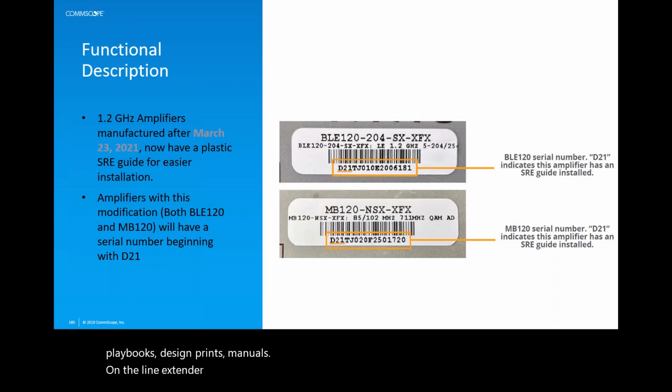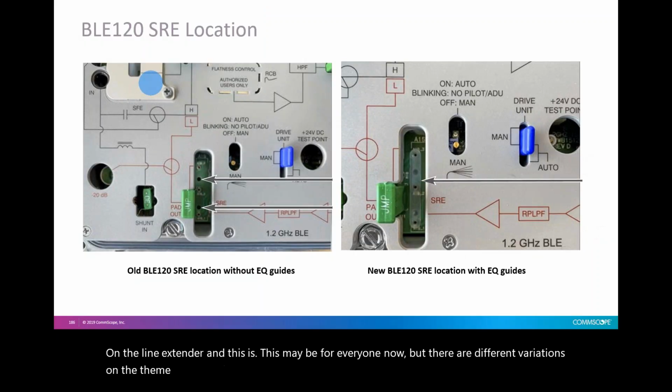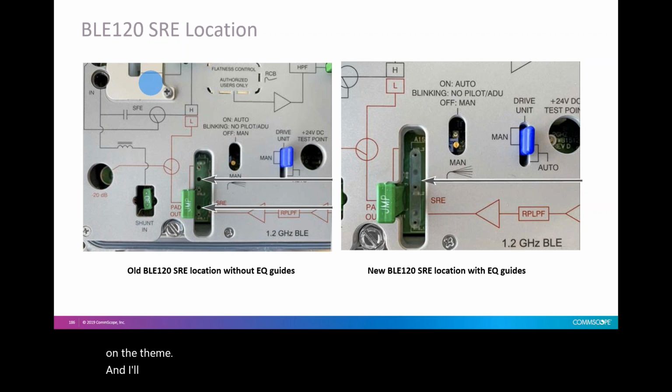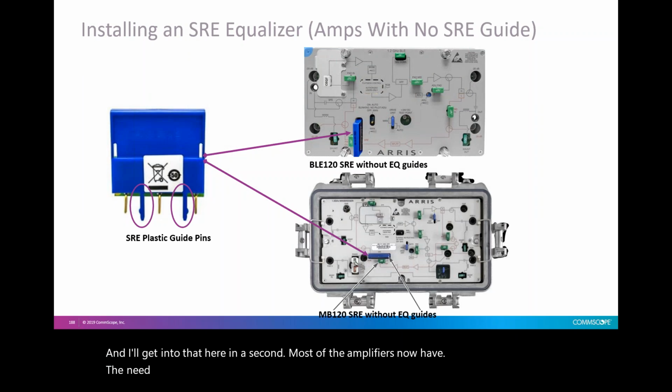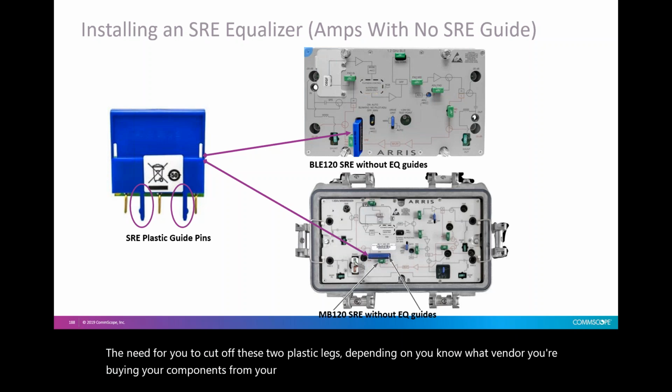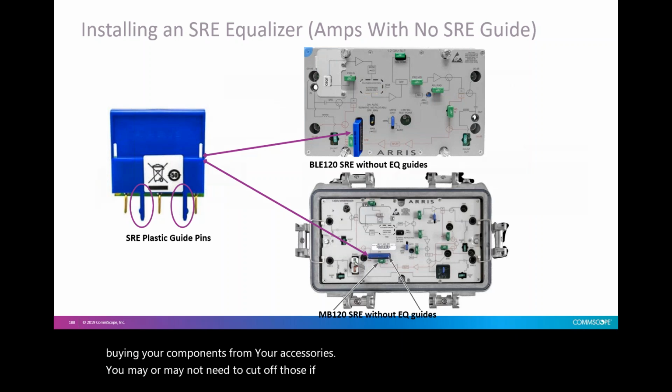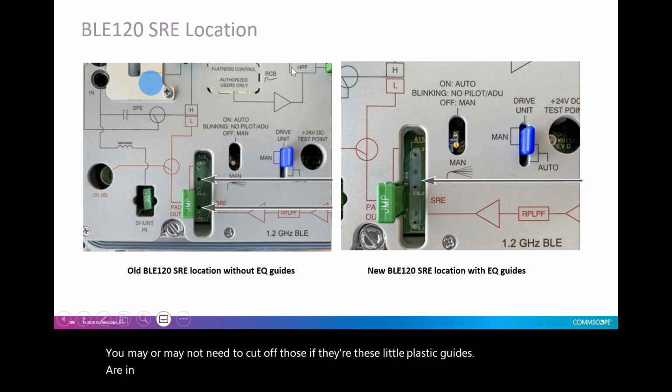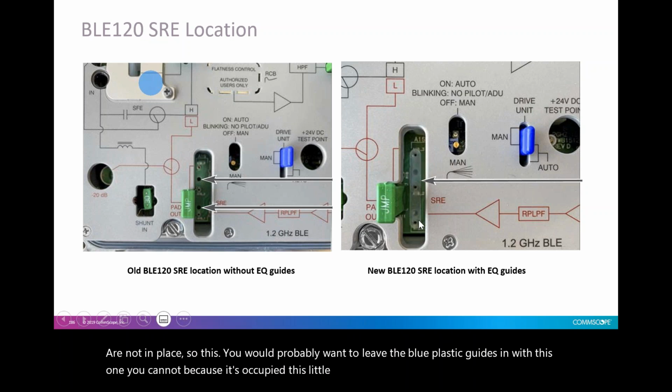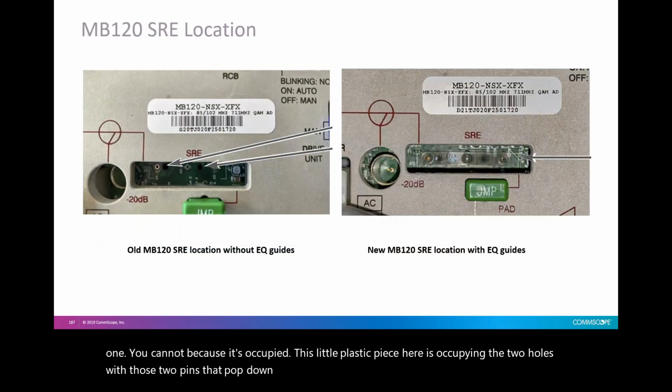On the line extender, and this may be for everyone now, there are different variations on the theme, and I'll get into that in a second. Most of the amplifiers now have the need for you to cut off these two plastic legs, depending on what vendor you're buying your components from, your accessories. You may or may not need to cut those off if these little plastic guides are in place or not in place. So this one, you would probably want to leave the blue plastic guides in. With this one, you cannot, because this little plastic piece here is occupying the two holes for those two pins that pop down that you're going to cut off.